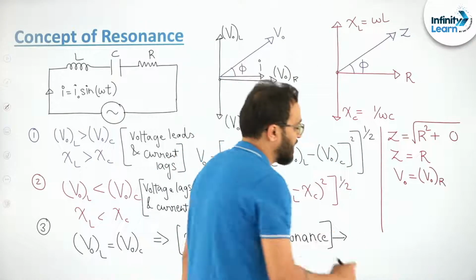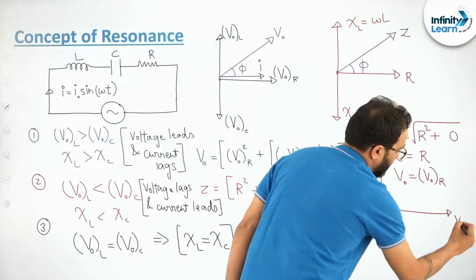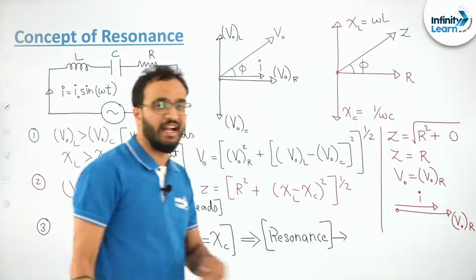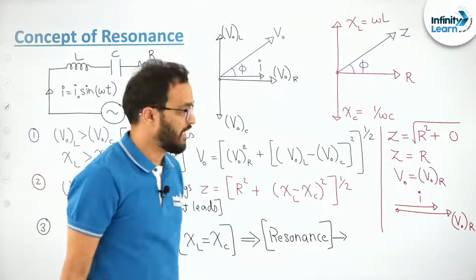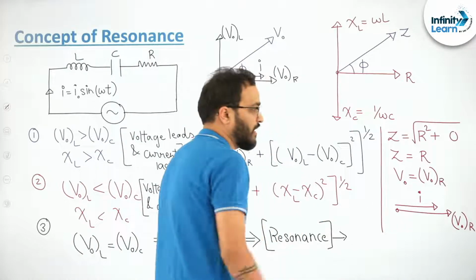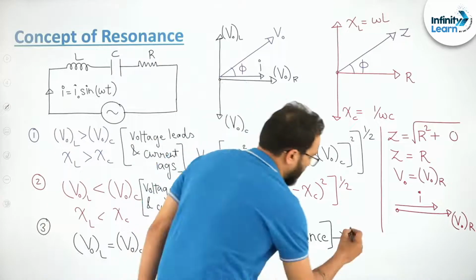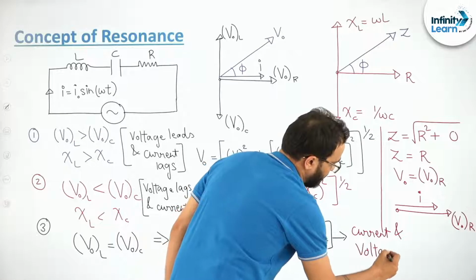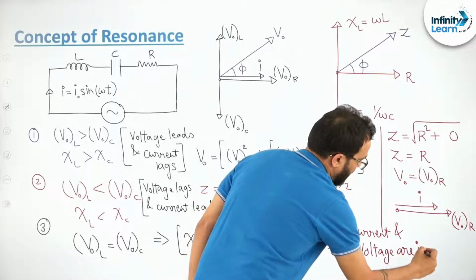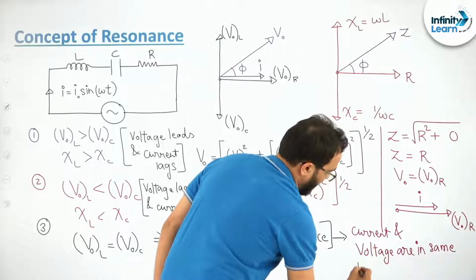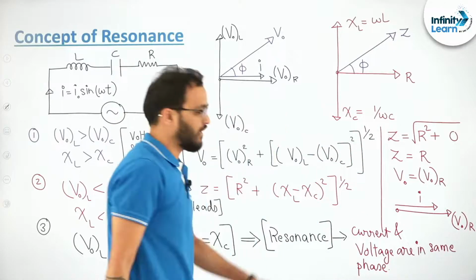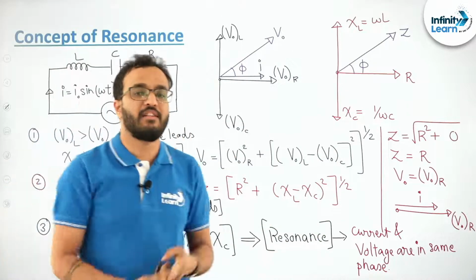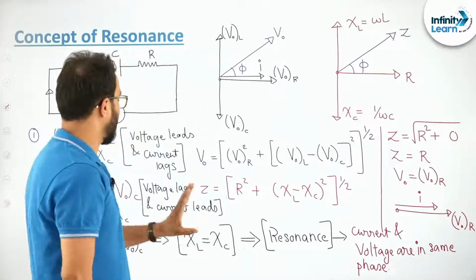That means the final phasor will look somewhat like this. Okay, the current and the final potential drop will be in phase, right? So here we will say that in this particular condition, when resonance occurs, current and voltage are in same phase. So this is the primary condition that happens during resonance. Current and voltage in the circuit become in same phase. They are oscillating in same phase.